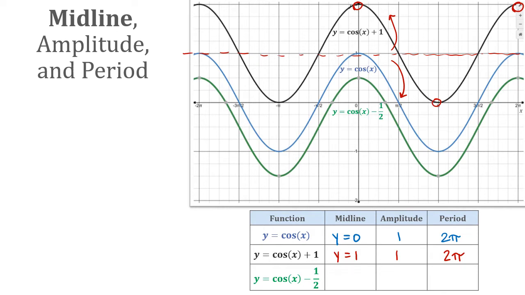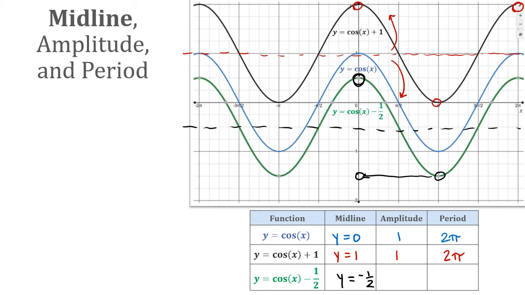And now this function is below the original cosine function. How much is it below? Well, it looks like the largest value is happening here at 1/2. And the smallest value is happening at, what would that be, negative 1.5? So from negative 1.5 to positive 1/2 is a distance of 2. So if I split that distance, it looks like I'm going to have a midline at y equals negative 1/2.